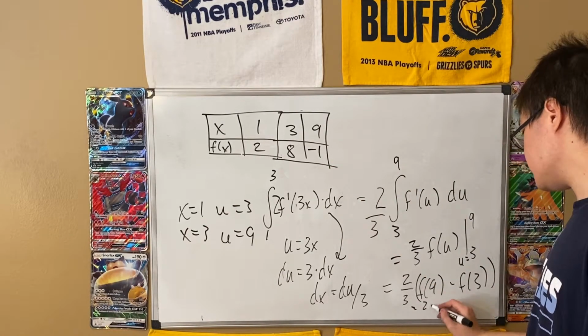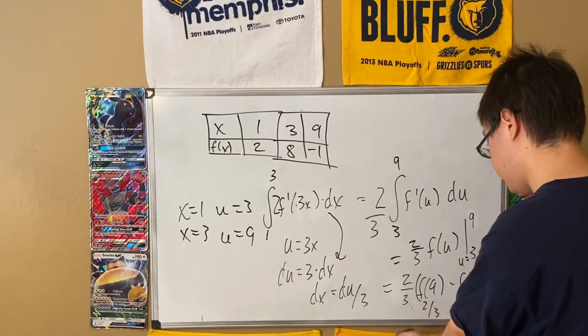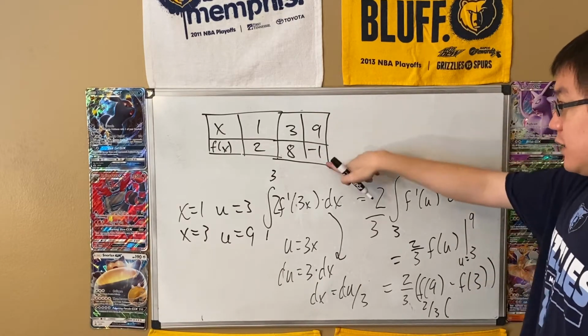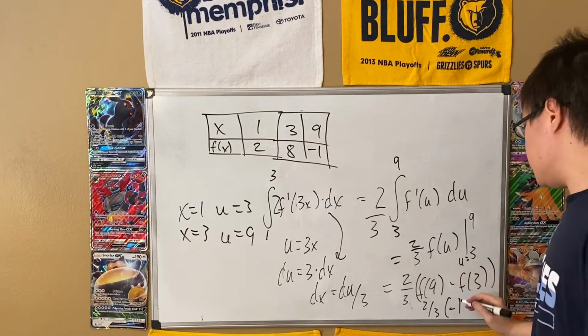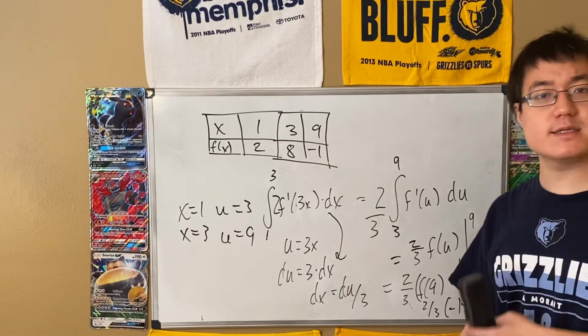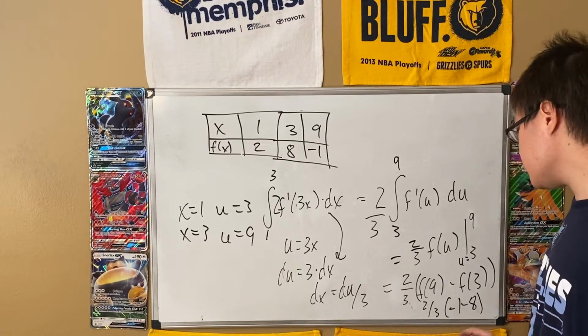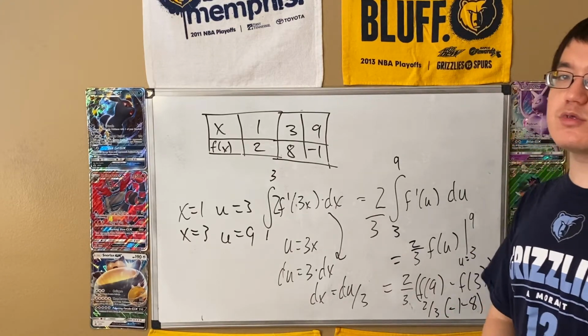2/3, hopefully I can squeeze in the answer here. 2/3 times, what's f of 9? It's -1. What's f of 3? That's 8. So it's -1 minus 8, that's -9. So it looks like our final answer is -9 times 2/3.